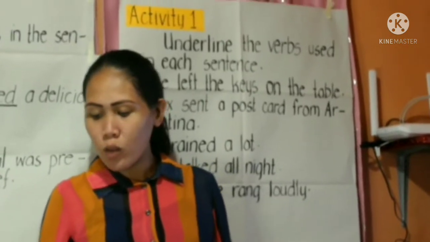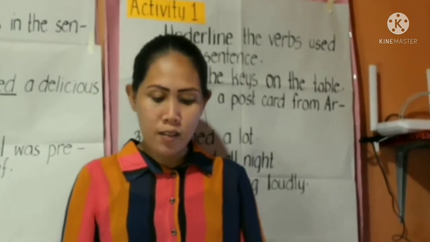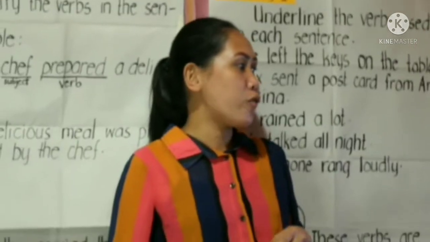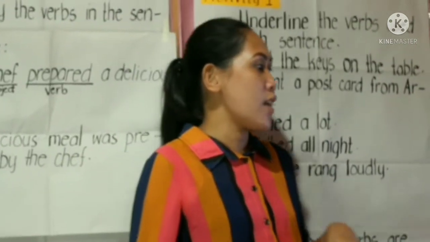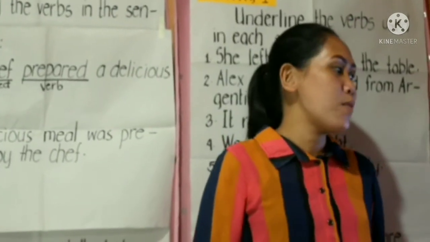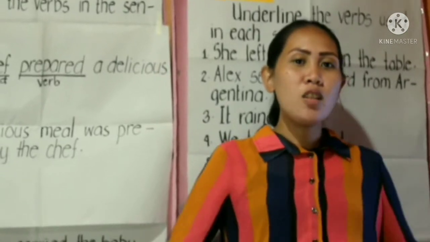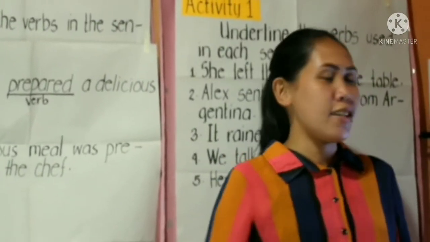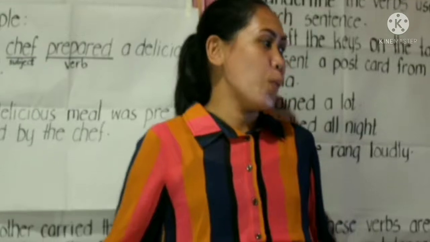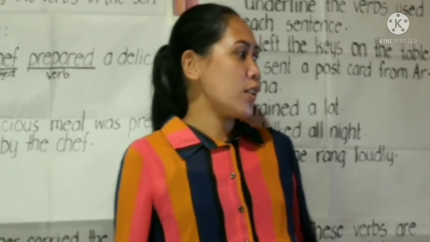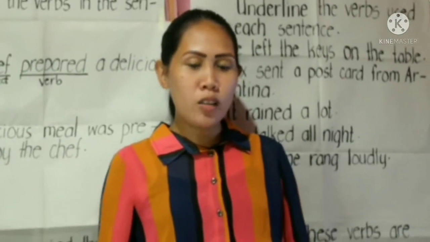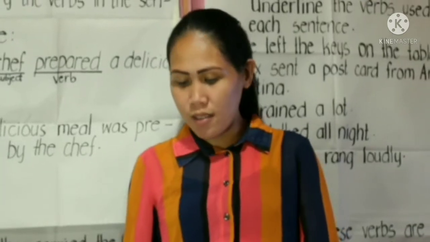Now, I will divide your class into two groups, and the first group will write 5 sentences in active voice, and the second group will write 5 sentences in passive voice. This row is group 1 and the next row is group 2. You can do it in 5 minutes. Okay, work with your group, class.